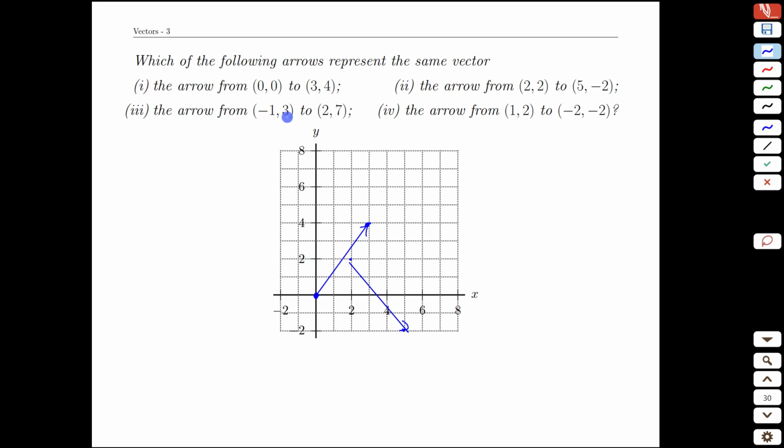How about negative 1, 3 to 2, 7? Well, that vector is interesting because this is over 3 and up 4. This is over 3 and up 4. So in fact, these we would call the same vector. They're parallel, they go in the same direction, and they have the same length.